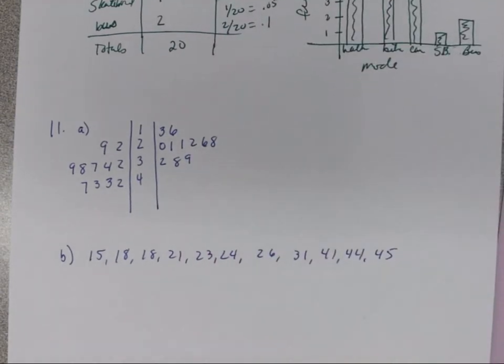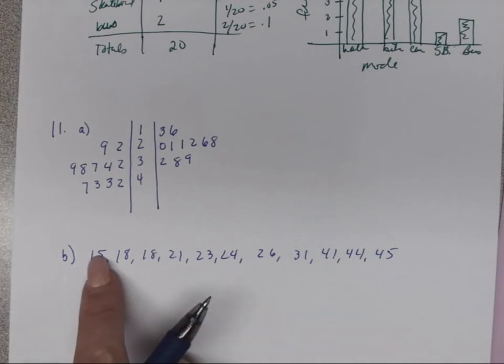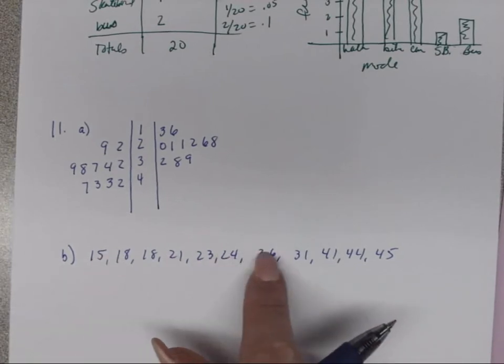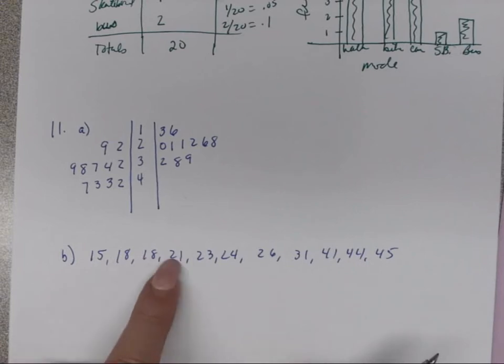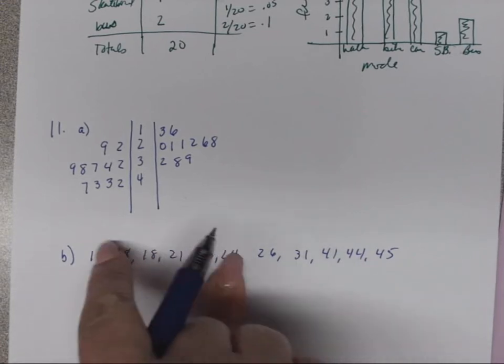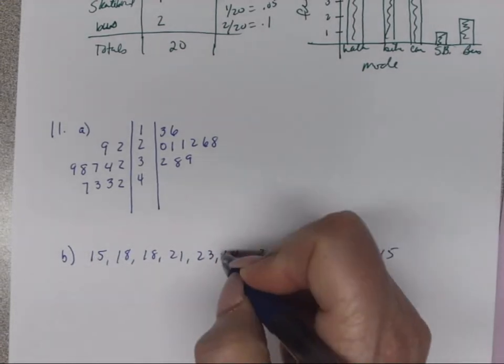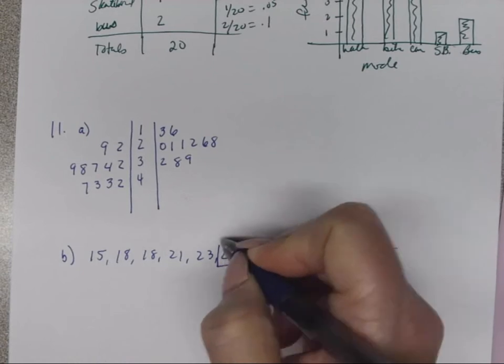Now, to find the 5-number summary, we've got to find some medians. Remember, the median is the middle number, just like in the middle of the highway. We have a total of 1, 2, 3, 4, 5, 6, 7, 8, 9, 10, 11 numbers. So halfway between them is going to be the 6th number. 1, 2, 3, 4, 5, 6 means I have 5 on this side and 5 on that side. So this will be my median.